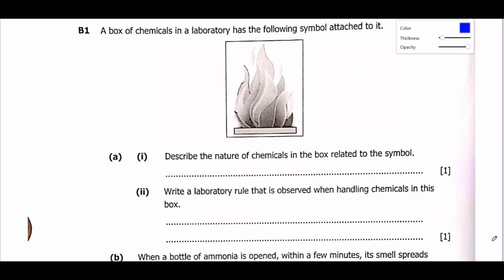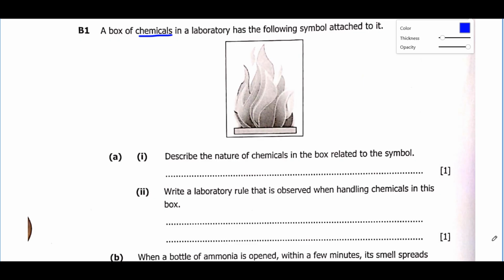Welcome guys. In this video our focus will be on science paper 2 for the 2024 GCE, and we're going to look at section B of this paper. So we have the first question: a box of chemicals in a laboratory has the following symbol attached to it.